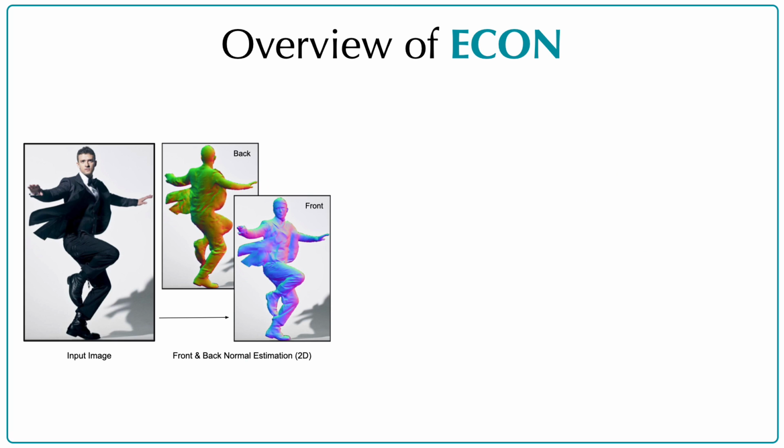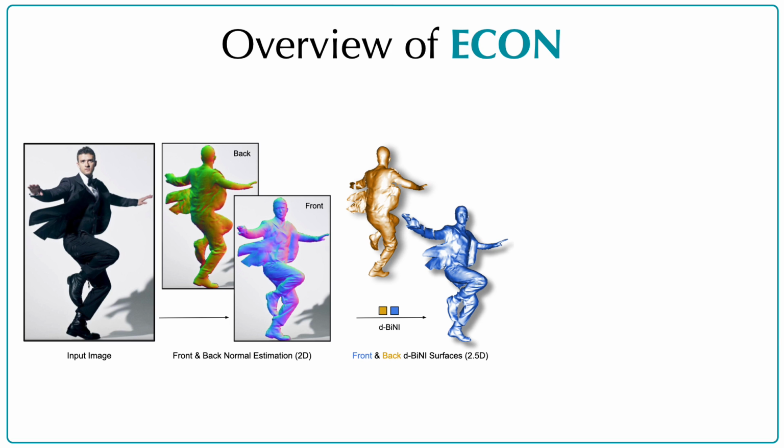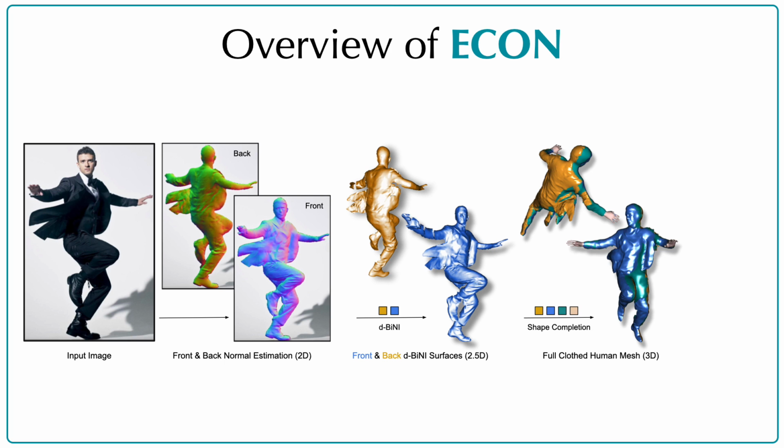ECON solves this problem in 3 steps. First, given a single input image, it infers detailed 2D normal maps for the front and back sides of the person. Next, guided by a simple SMPL-X estimate of the underlying body, the normal maps are converted into detailed yet incomplete 2.5D front and back surfaces. It then in-paints the missing geometry between two surfaces to obtain the final complete 3D human mesh.